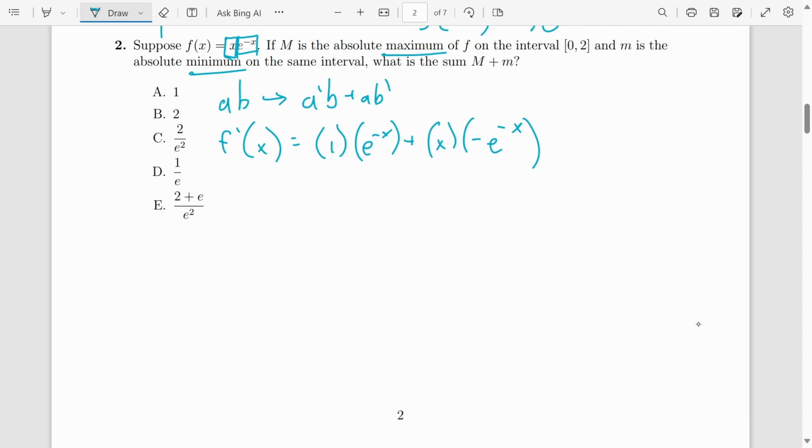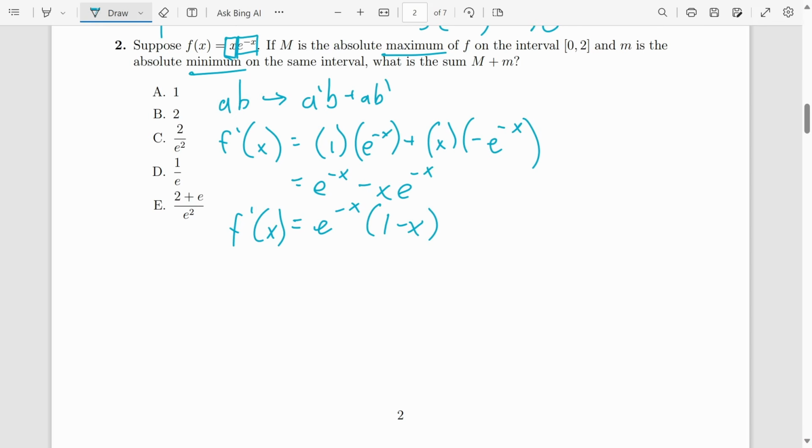Since we're going to have to do more things with this, we're going to set it equal to 0 and solve for x. Let's make it a little easier on the eyes and simplify a little bit. So multiplying things out, we're going to have e to the negative x minus x times e to the negative x. And then we can actually go one step further. We can take out an e to the negative x, since it's in all of these terms here. That'll become e to the negative x times 1 minus x. So that is f prime of x. So there we go. We have a simplified first derivative of f of x.